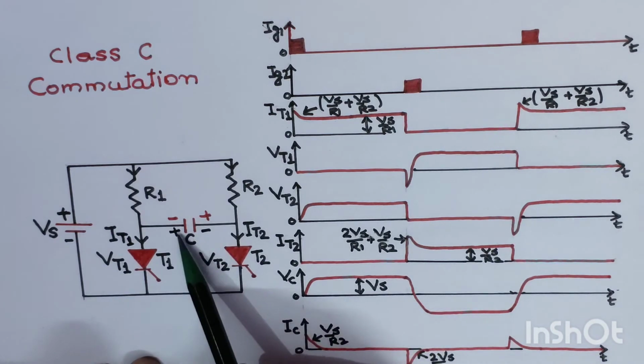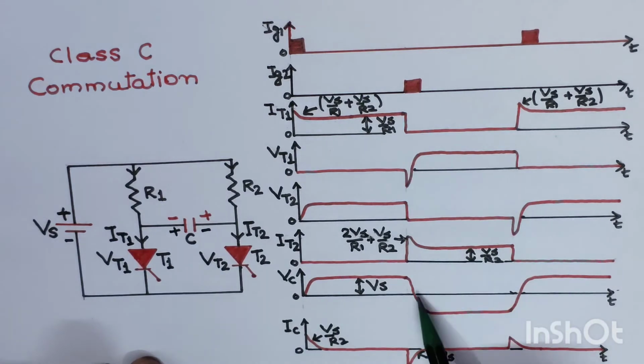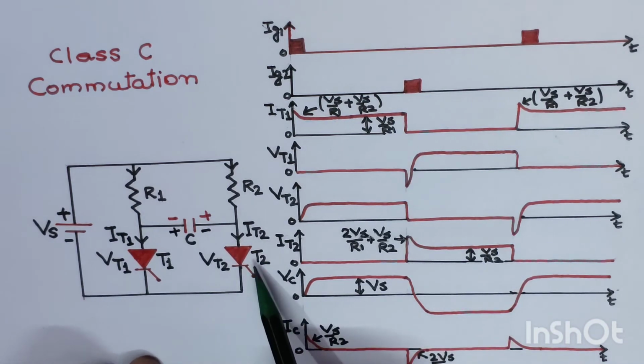That's why the polarity has been reversed here, that is, this side has become plus and this side has become minus. So this is the maximum voltage which is available in reverse direction across the capacitor when thyristor T2 is conducting. Now let us see what the capacitor current is.